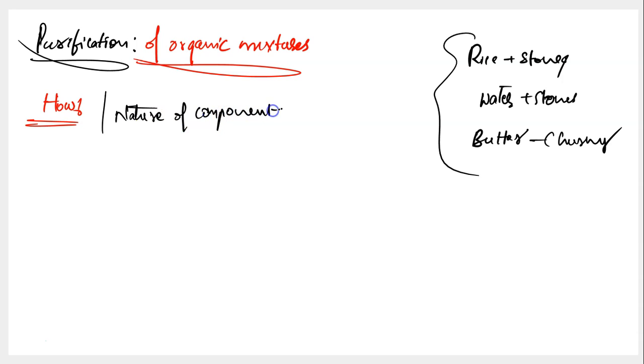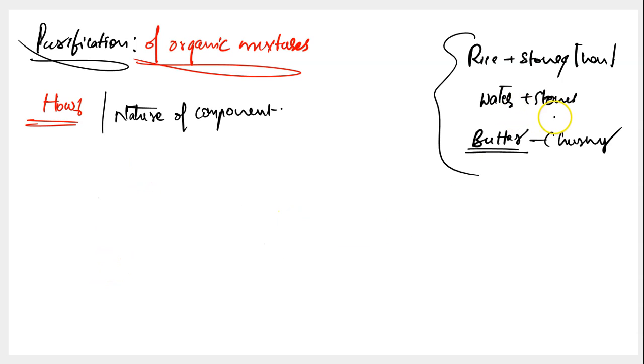Say for example, if you are having rice mixed with stones, you are hand picking. Why are you not hand picking when you have to separate butter from buttermilk? Because according to the properties of the mixture and its components, this method is not feasible. So you have to choose the separation method in accordance with the properties of the components of your mixture.